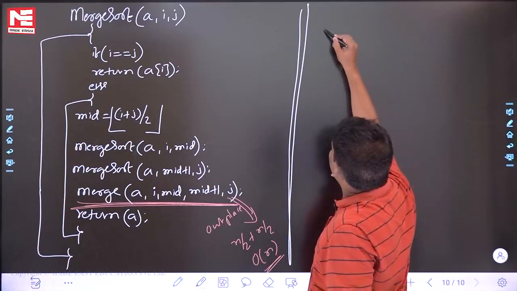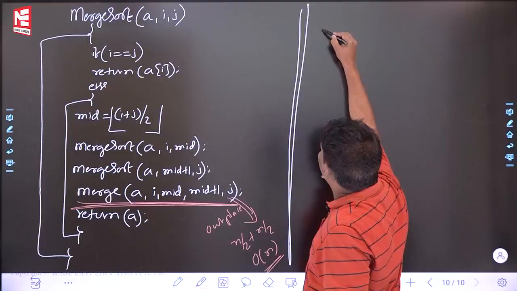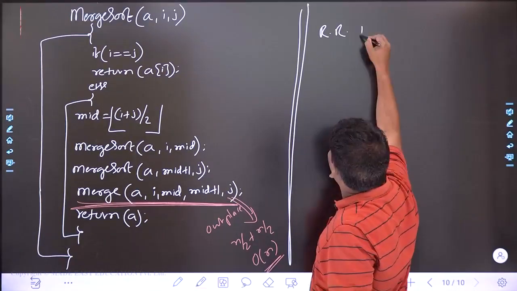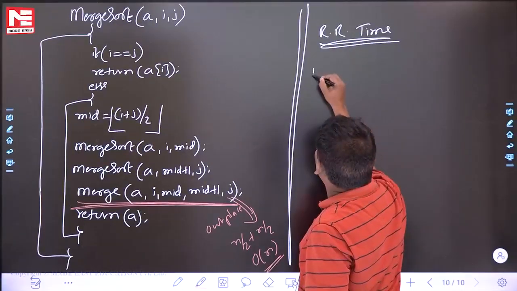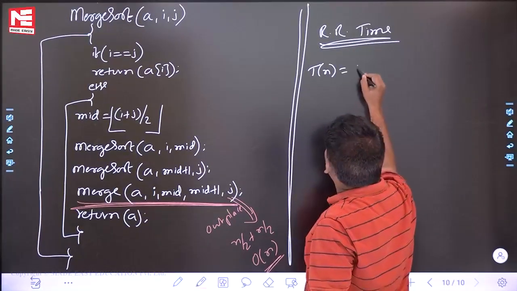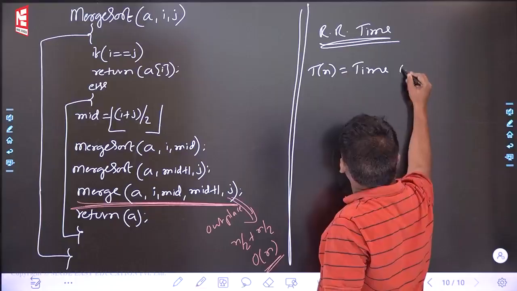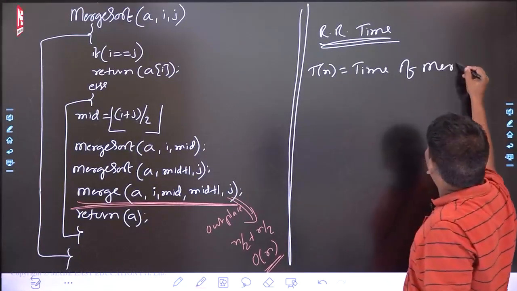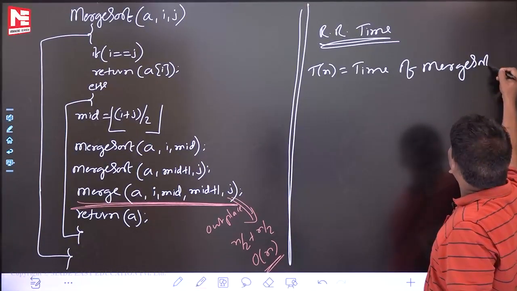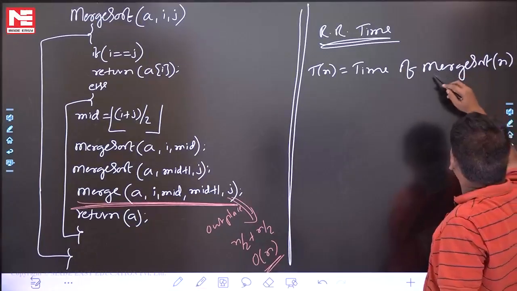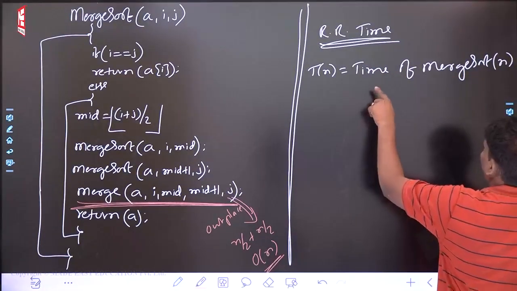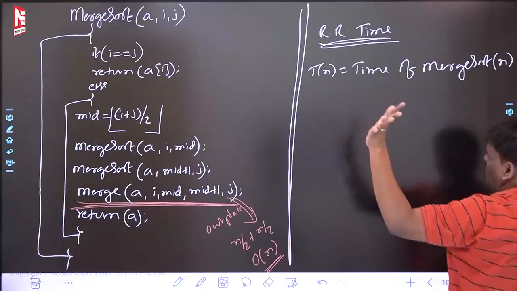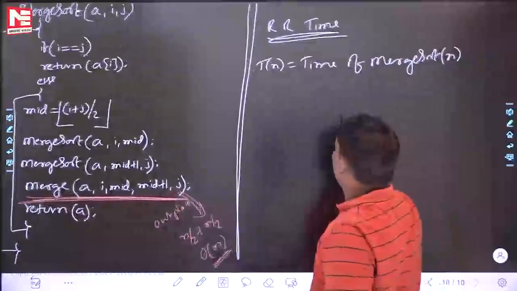See this one. Recurrence relation for time complexity. Let me write. Tn is equal to the time of merge sort of n. For an n-element array, the merge sort algorithm will take time complexity Tn. Tn is equal to time of merge sort of n. If you are okay with that, now see the answer.